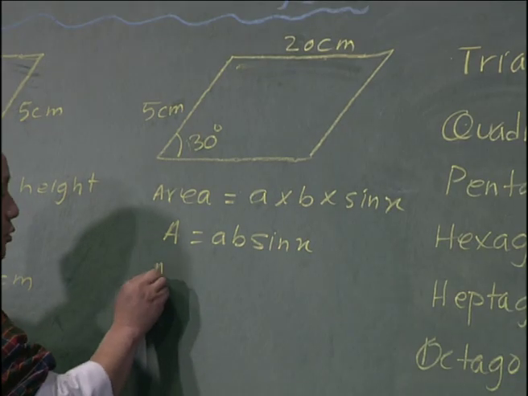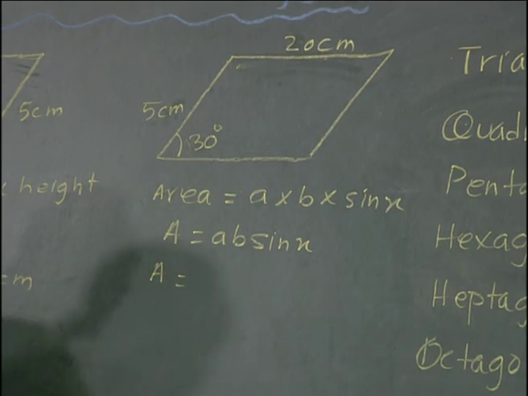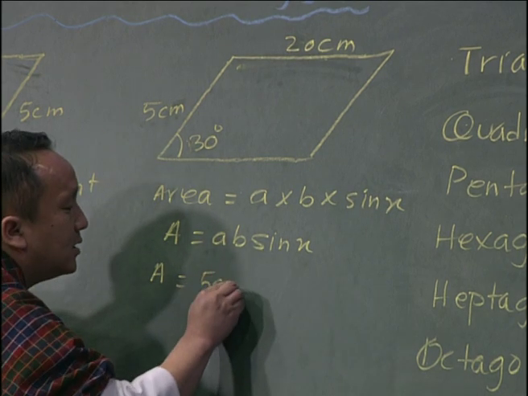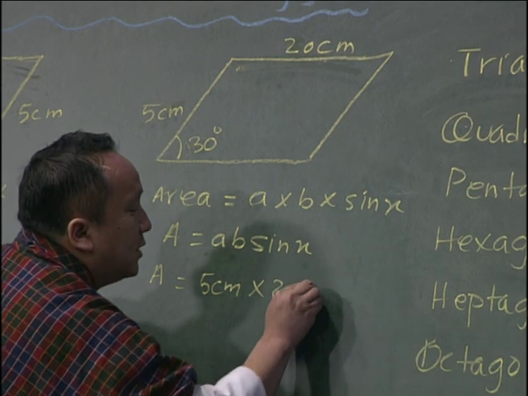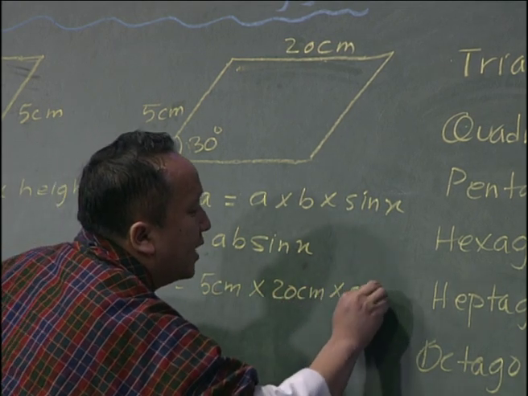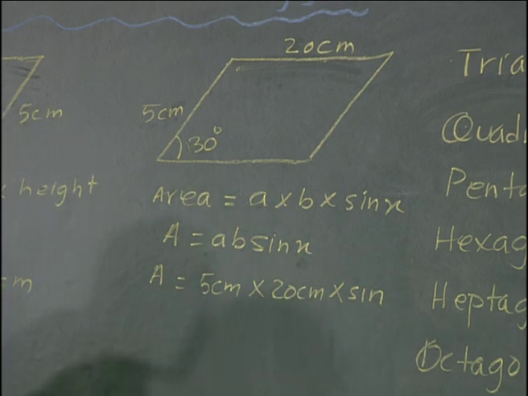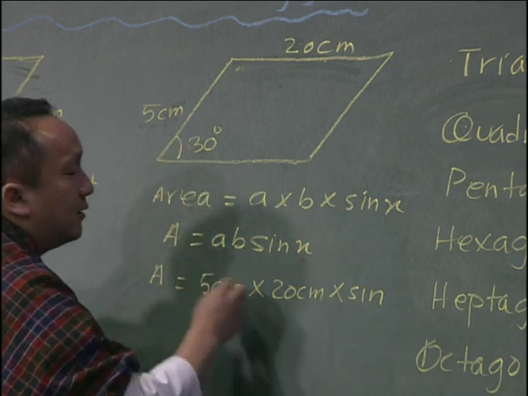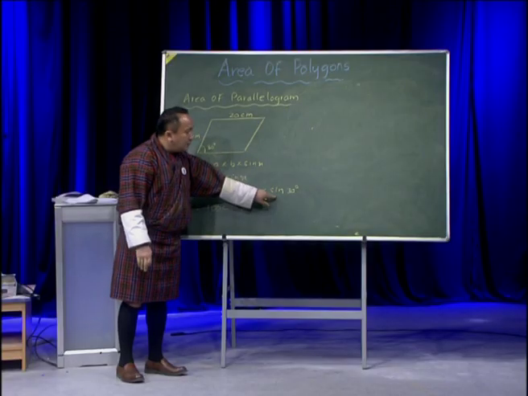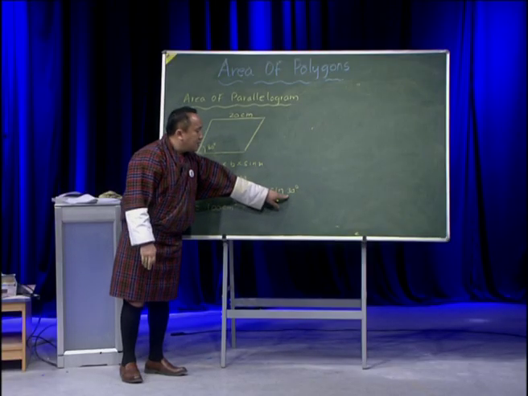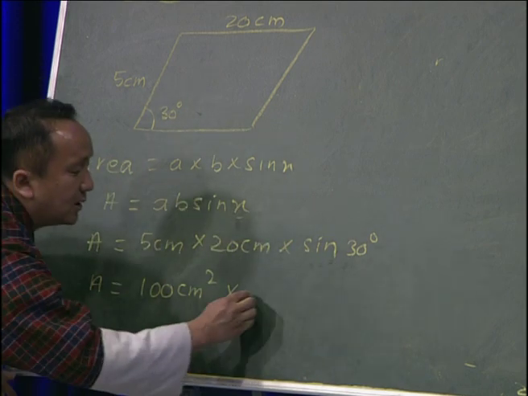So A equals, what is the value of A? A is actually the shorter side. What is the shorter side here? It is 5 centimeter. What is the bigger side here? It is 20 centimeter, times we have sine x. What is x? X is actually the angle. So what is the angle here? It's 30 degree. Press sine 30 in your calculator and it will give us approximately 0.5.